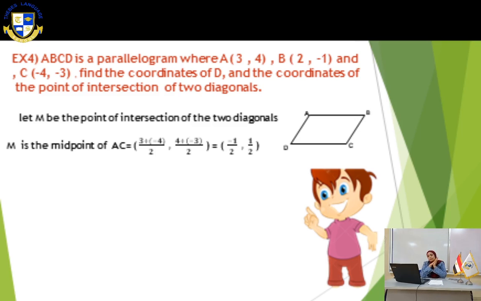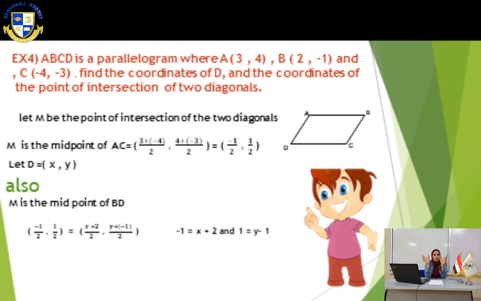Then calculate the point D. To find the coordinates of D, let M be the midpoint of BD. M is the midpoint, equal to the sum of the x coordinates over 2. So the midpoint (negative half, half) equals (x plus 2) over 2, (y plus negative 1) over 2. It will be two ordered pairs that are equal. So the first equals the first, the second equals the second. So the point D equals (-3, 2).